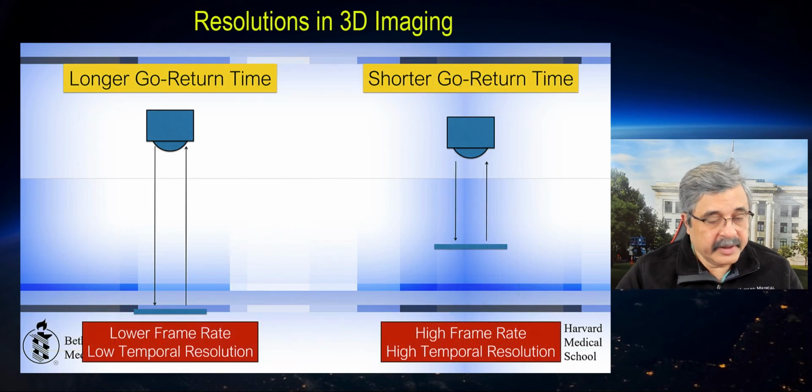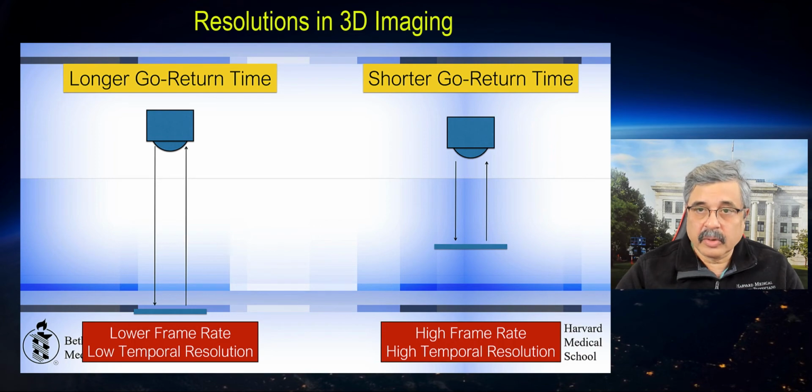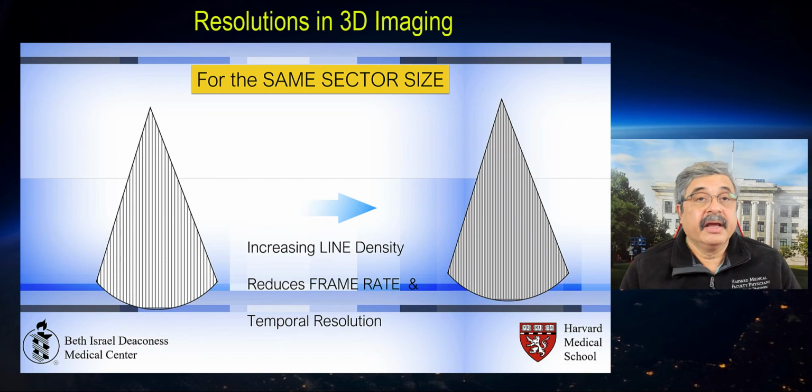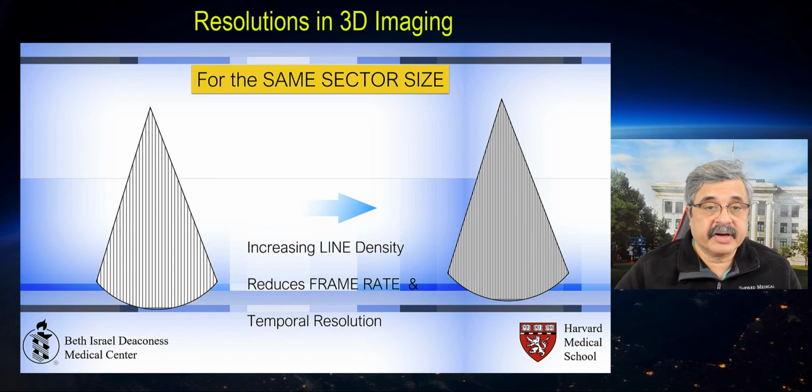Lower frame rate, lower temporal resolution, when you have a longer go-return time. When you have a shorter go-return time, which is the imaging depth, you have a higher frame rate and a higher temporal resolution. For the same sector size, increasing the line density reduces frame rate and temporal resolution. That's very simple and straightforward.